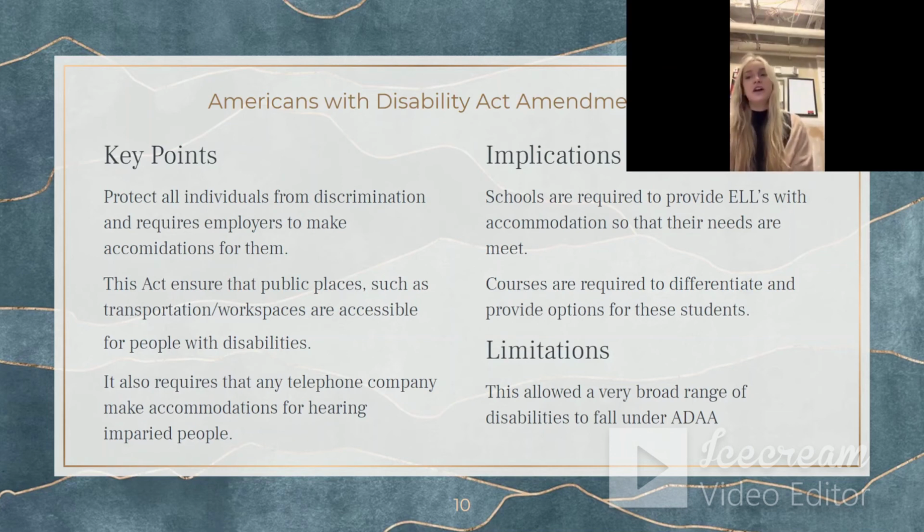Schools are required to provide ELLs with accommodations so that their needs are actually met. They are required by law to do this. Courses are required to be differentiated and provide students with options for formal assessments and giving the students options of what they want to do. The limitation with this is that it allows a very broad range of people to fall under the Americans with Disabilities Act, which adds a lot more people to disabilities.